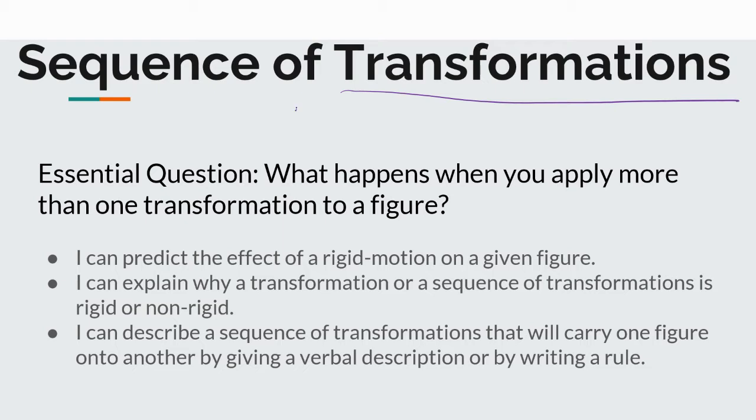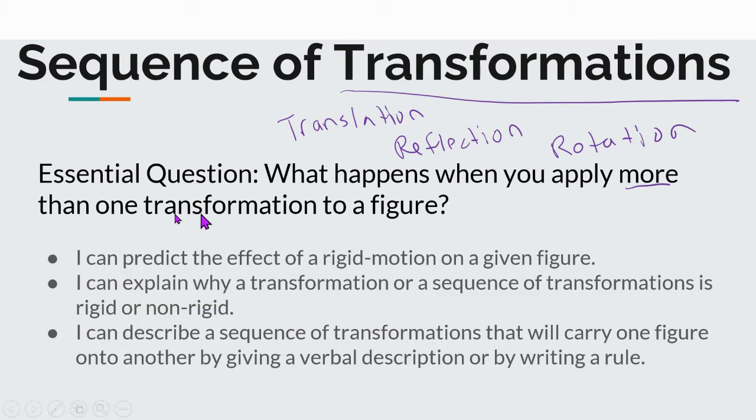Prior weeks, we went over transformations, and the majority of the transformations we worked on was a translation, a reflection, and a rotation. So what we're going to do today is take one or two of these three and apply them into one problem. So what happens when you apply more than one transformation to a figure? That is your essential question today, and that's what we're going to cover.